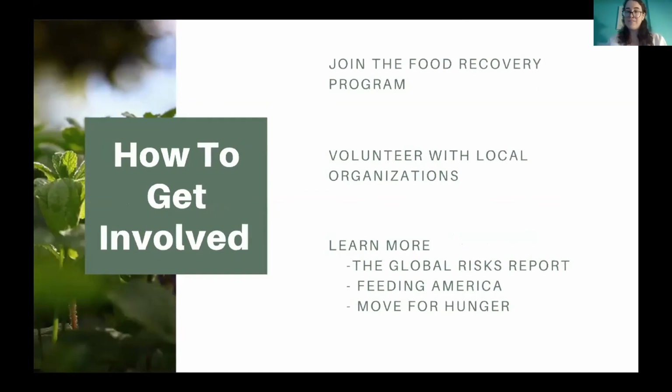So, how do you get involved? If you're currently an SU student or faculty member, you can join the Food Recovery Program. If you're an alumni, please join the SU Sustainability Coalition. When possible, volunteer with local organizations such as Operation Sack Lunch in Seattle. In addition, you can also do research. For me, I found the Global Risk Report, Feeding America, and Move for Hunger very interesting resources when looking into food waste and how it impacts our lives.